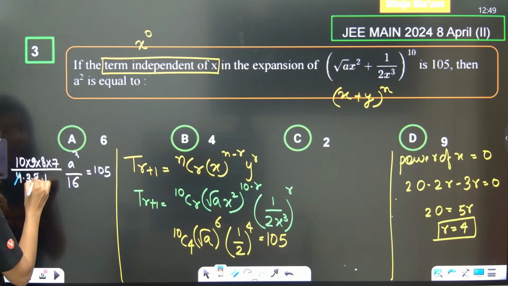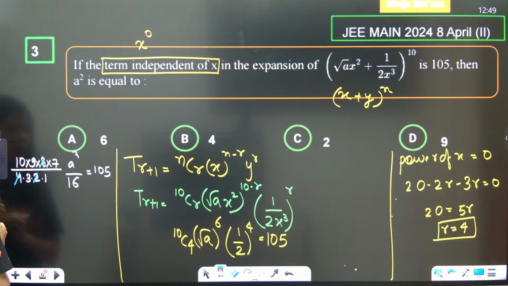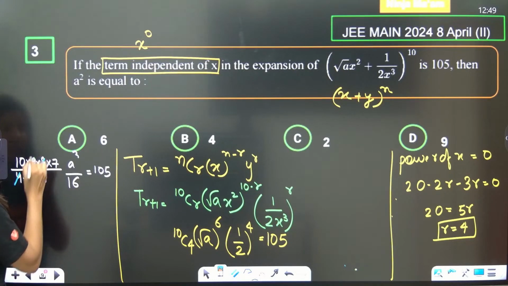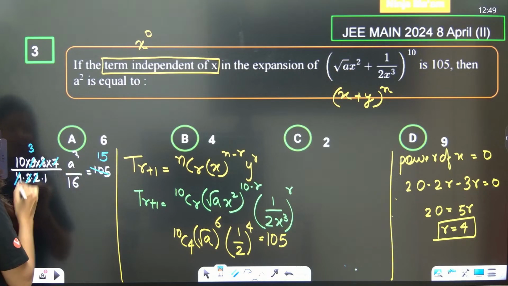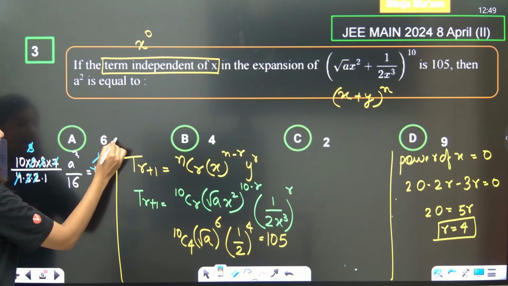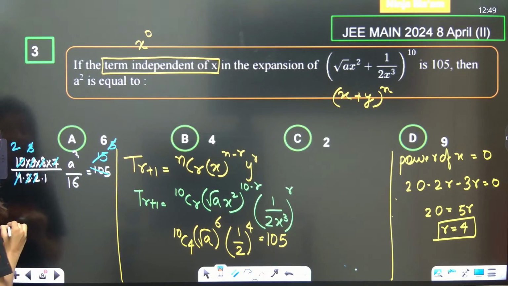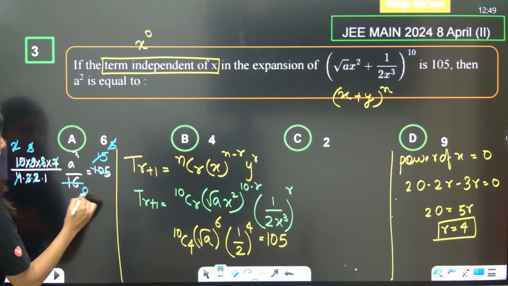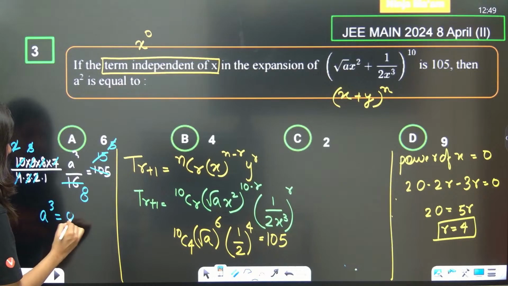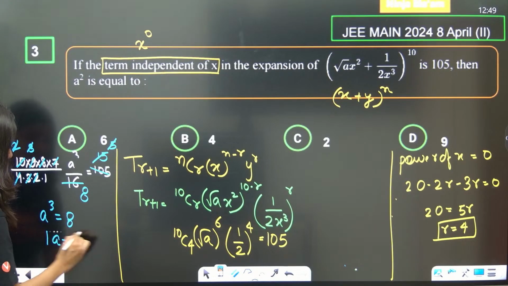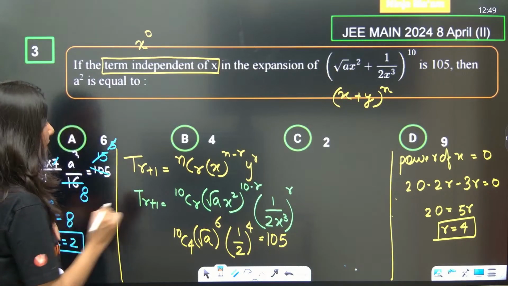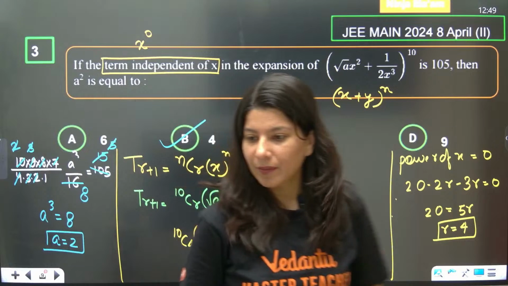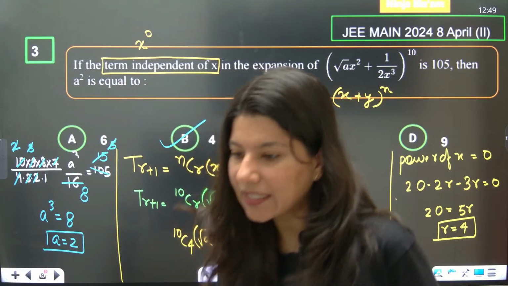So 4 and 2, 8 is gone. Correct? 3 1s are 3, 3 3s are 9. Okay, 7 1s are 7, 7 1s are 7, 7 5s are 35. 3 1s are 3, 3 5s are 15, 5 1s are 5, 5 2s are 10. Correct? 2 1s are 2, 2 8s are 16. So A cube is coming out as 8. That means A is nothing but 2. If A is 2, what are they asking? A square is equal to, A square is nothing but option B, 4. Yes, everybody? Getting it? Understanding it?